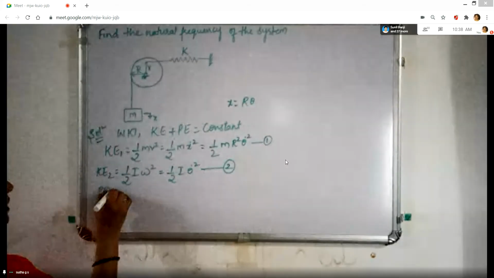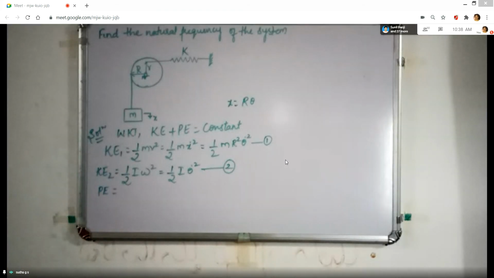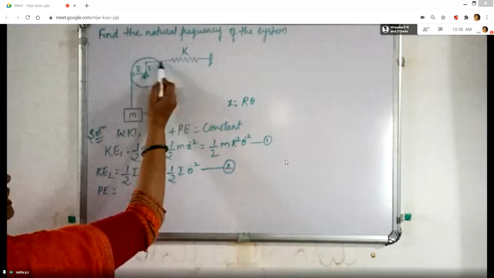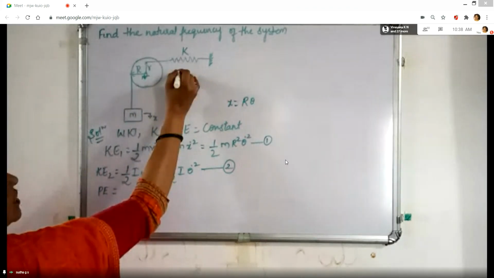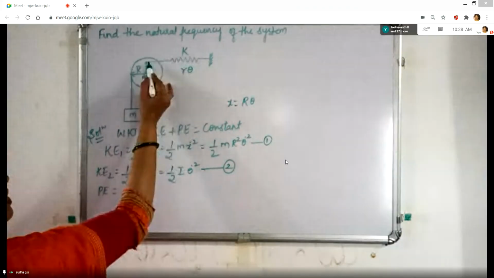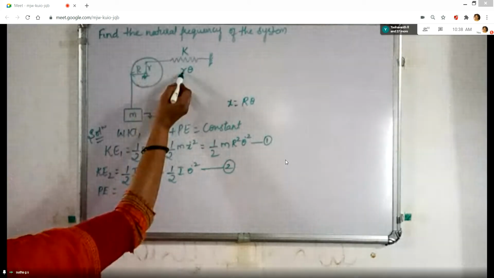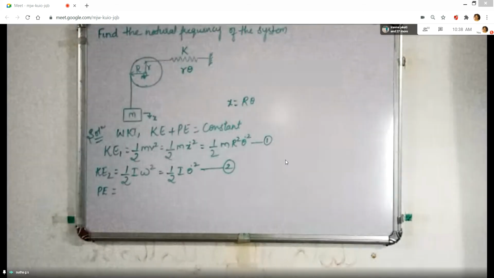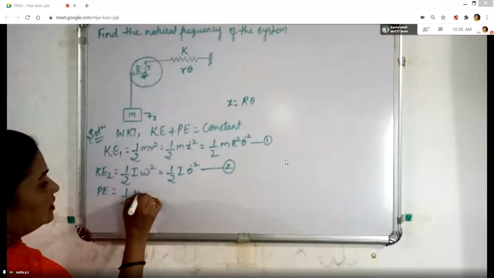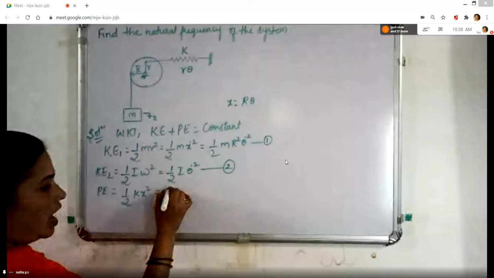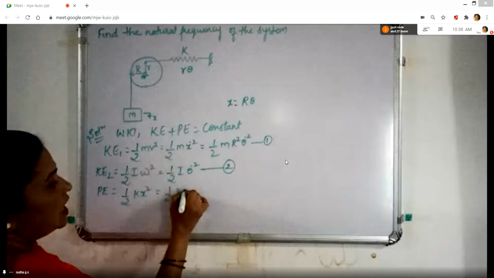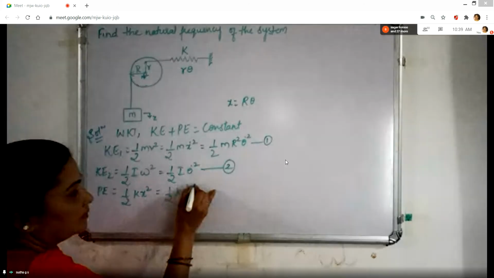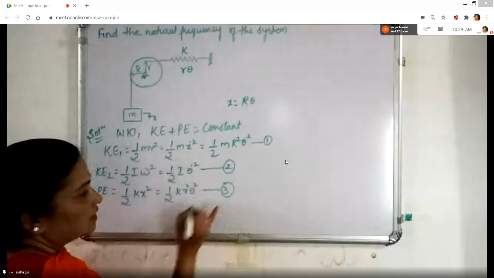Potential energy of the spring. The spring is fixed at a distance of r, so the linear displacement of the spring is x equal to r theta, because it is fixed at a distance of r. So half kx square, where x is r theta, gives half k r square theta square. Call it equation number 3.